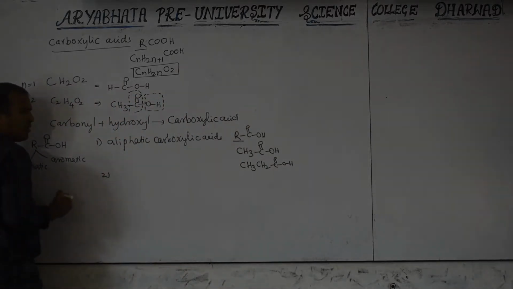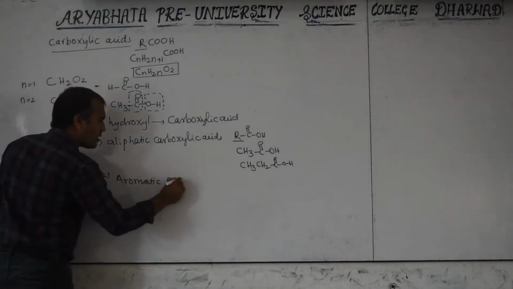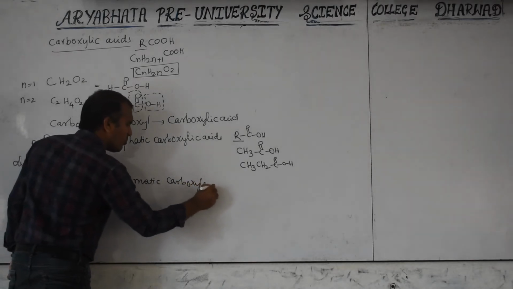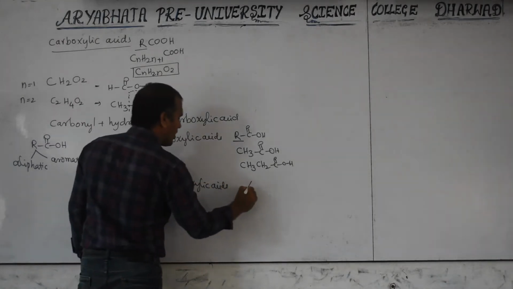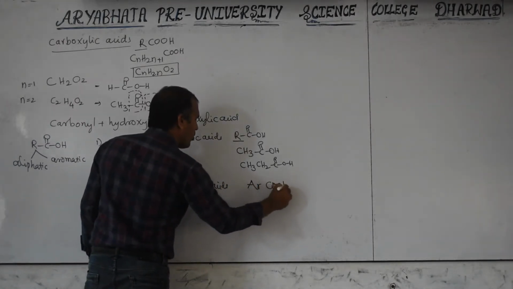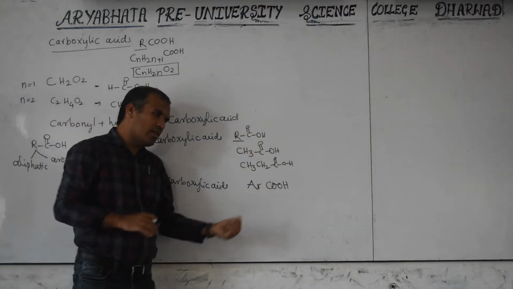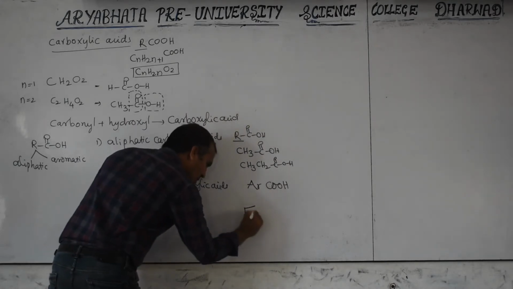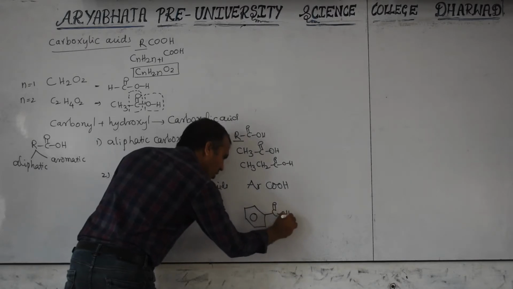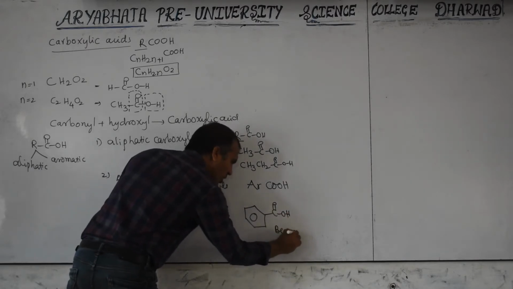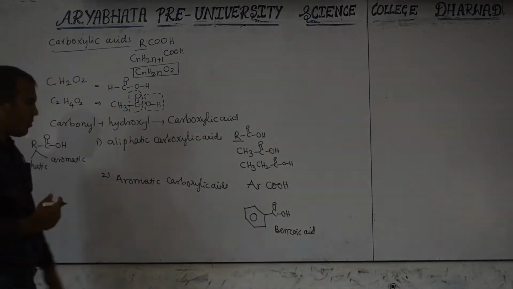Next, the second one, aromatic carboxylic acids. This is generally represented as ArCOOH. Ar is aromatic, that is nothing but the phenyl group. One example here: I can represent it in the form of benzene and C double bond OH. This is called benzoic acid. Okay, so aliphatic acids and aromatic acids.